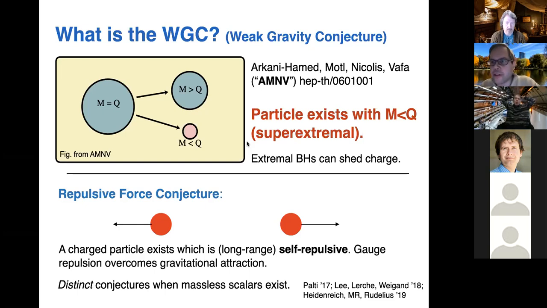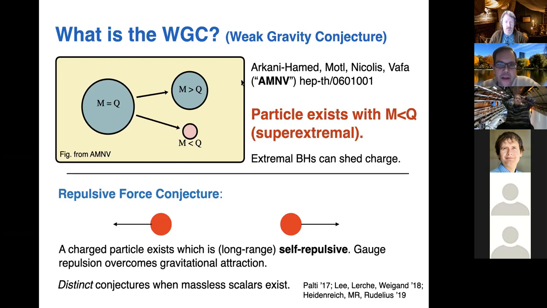And one argument for that is if that wasn't true, every extremal black hole would be stable. Extremal black holes are those whose mass is equal to their charge in Planck units. If it's going to be able to decay, it has to be able to decay just kinematically to some daughter particle whose mass is smaller than its charge.